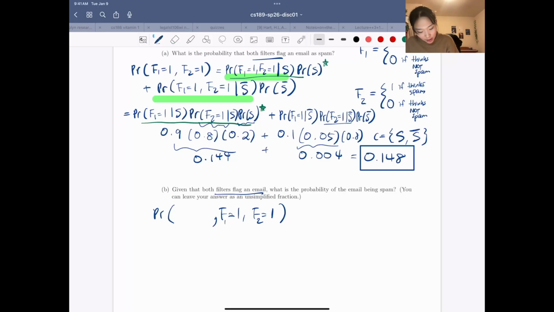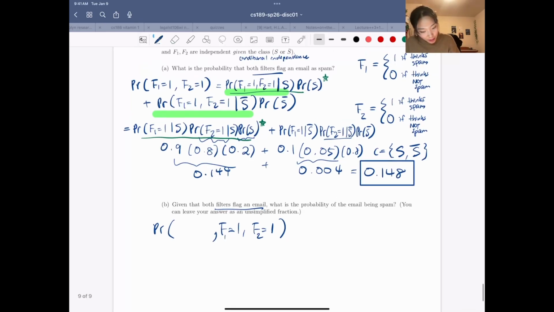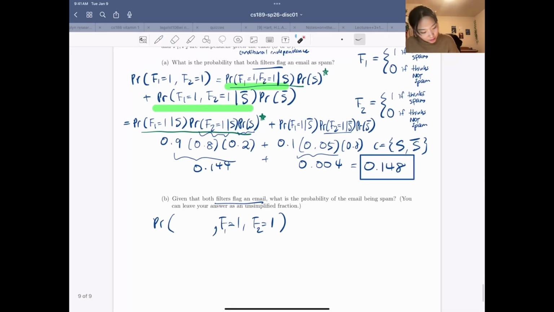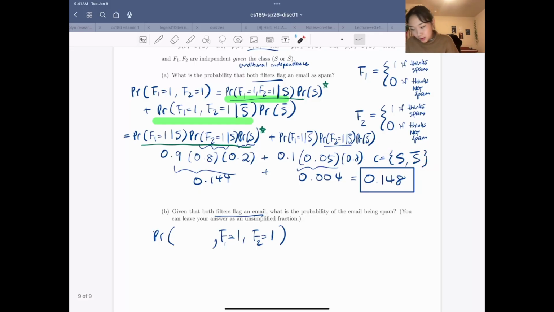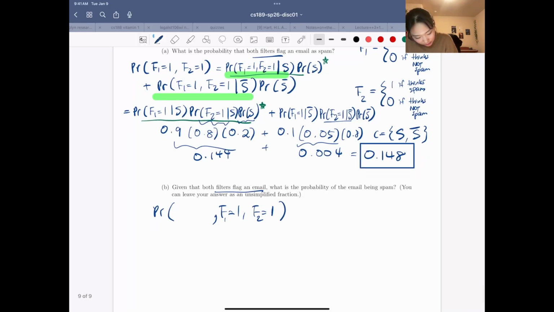That's our question. And so we actually do end up using C over here. C represents whether something is equal to S or S conjugate. And so here we set C equal to S. So what is the probability that this piece of mail was actually spam, given that it was flagged?